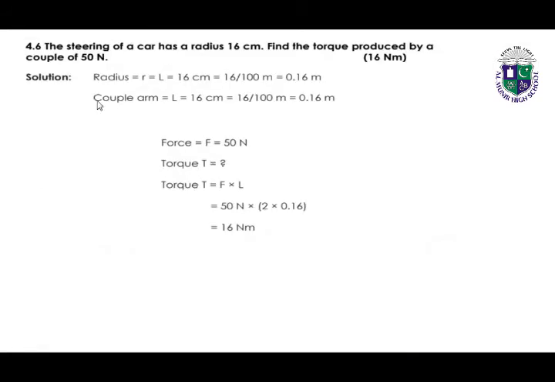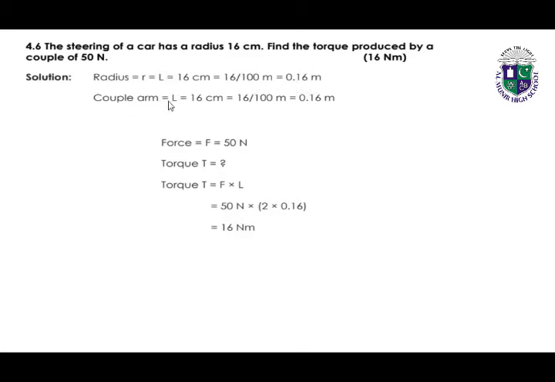Next, numerical number 4.6. The steering of a car has a radius of 16 centimeter. Find the torque produced by a couple of 50 Newton. So radius, which is basically the distance, is given as 16 centimeter. If we divide it by 100, we will get the answer in meters.